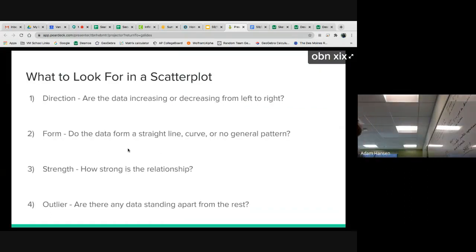Let's also talk more about form. Does the data form a straight line? Is the data linear? Does the data form some sort of curve, no longer a line? Is it a nonlinear relationship? Or is there no form, no general pattern? So if I graph a couple of scatter plots really quick here, I'll put 2 variables, x and y.